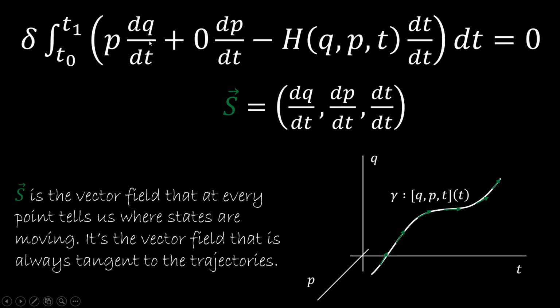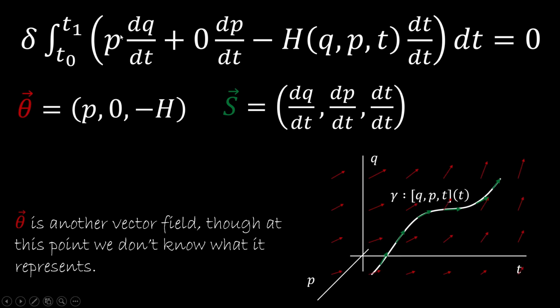Now we can take the derivatives in time and put them together and form a vector field. We call this vector field S, and this is a displacement for the states in time. So if we have a state here, this state is going to evolve in time in a particular direction, and this S is going to tell us where these states move. So a trajectory is going to be a line that is always tangent to S, telling us where those states are moving.